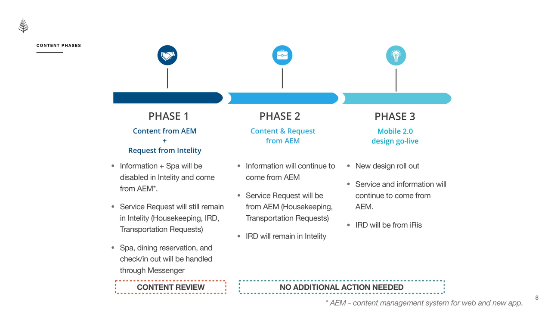In terms of content leads' responsibility, in phase 1, you will be responsible for conducting a content review to ensure that the app content matches what's on the website or what's true to the property. And in phase 2 and phase 3, since we are using the same content from phase 1, there is no additional action needed from your end to enable or update anything.